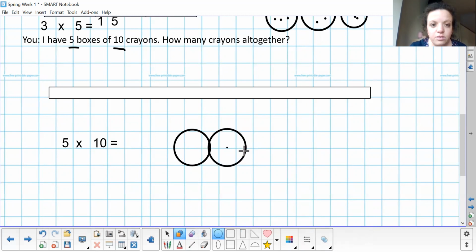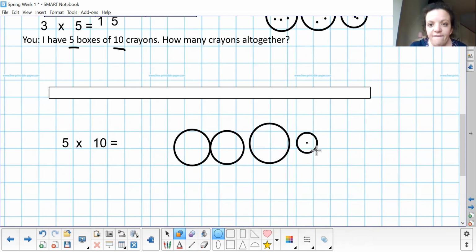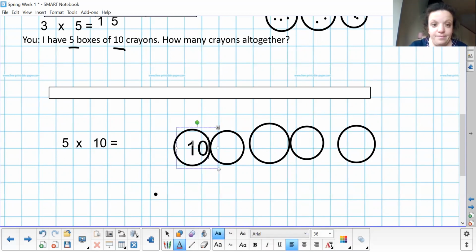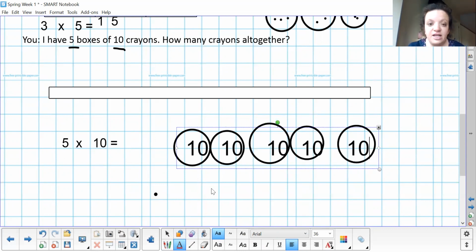1, 2, 3, 4, 5. Now I know really well how to count in 10, so I'm not going to put 10 dots in, because I know how to, so I'm just going to put in each one a 10. Okay, and then I'm going to count in 10s really quickly. 10, 20, 30, 40, 50. So my answer is going to be 50.